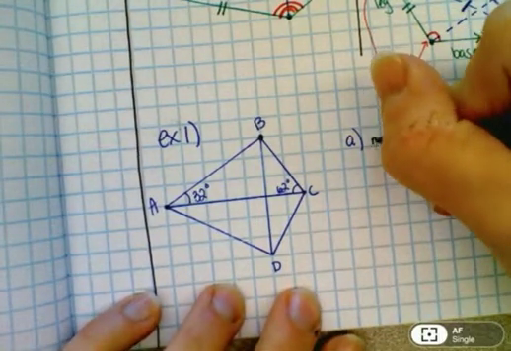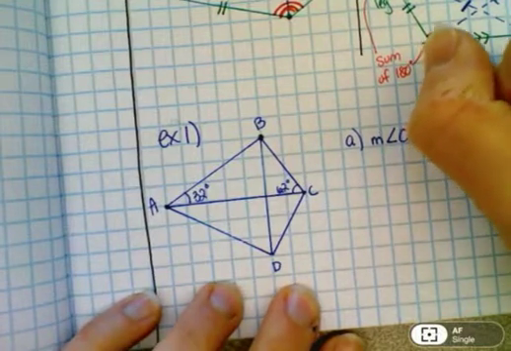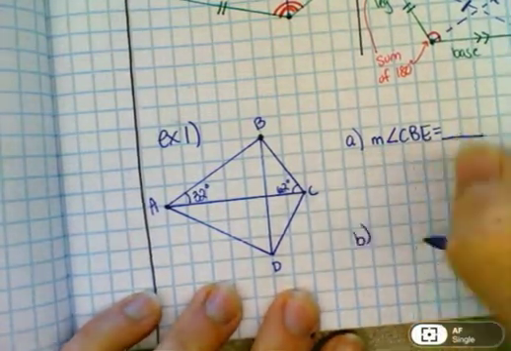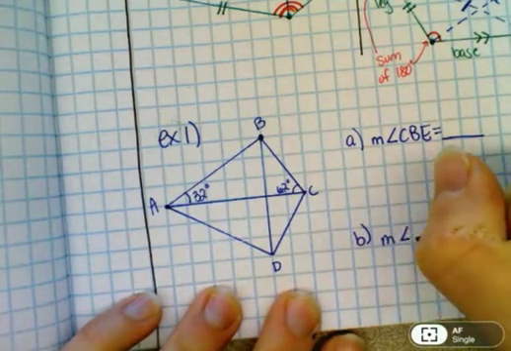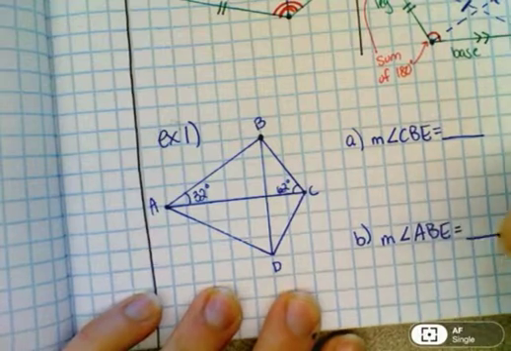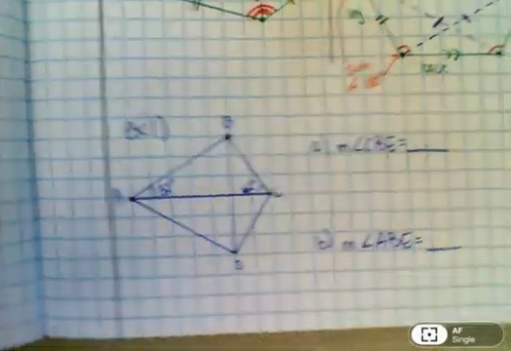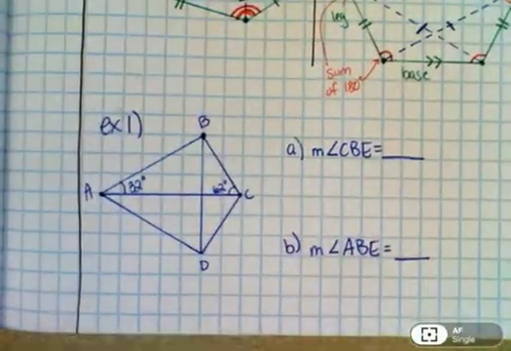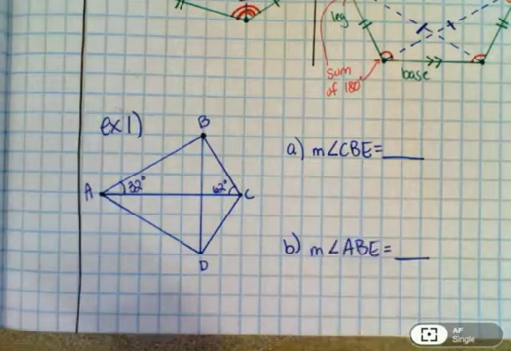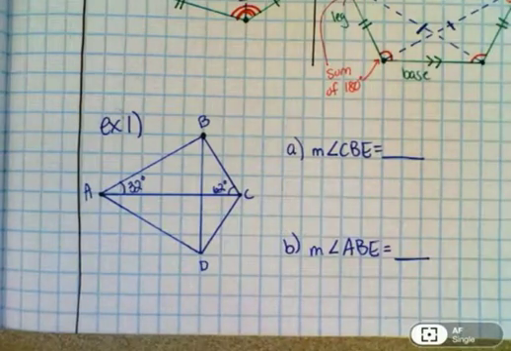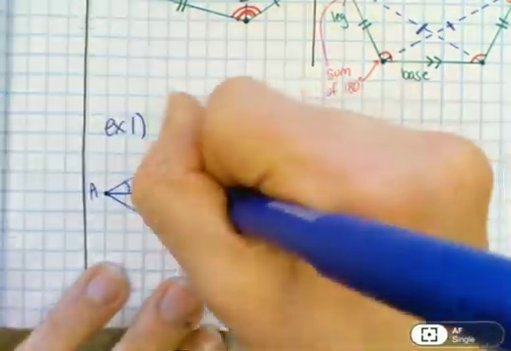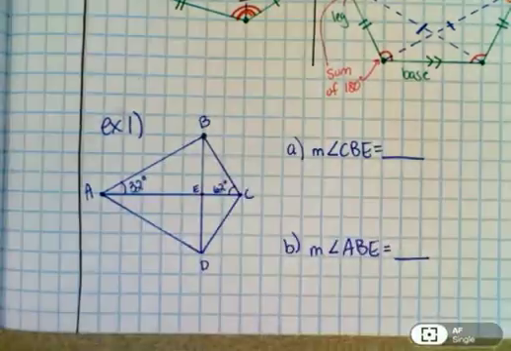And there are 2 things I want you to do. Part A, I want to know what is the measure of angle CBE. And then part B, I would like to know the measure of angle ABE. Okay, that's it. So let's start with the measure of angle CBE. The first thing we need to do is locate it. So I forgot to put E. This is E. Okay.